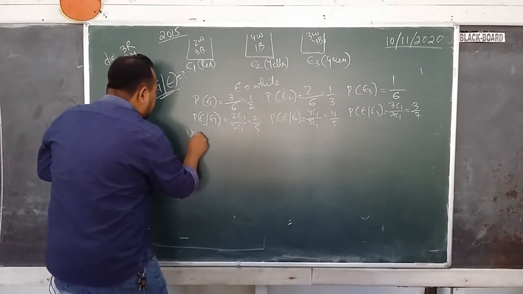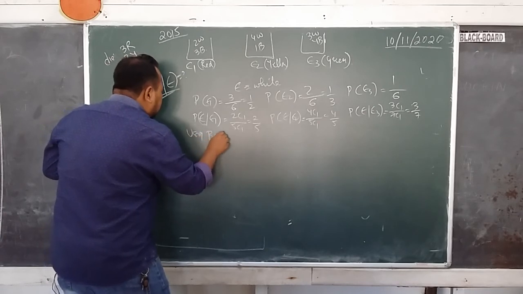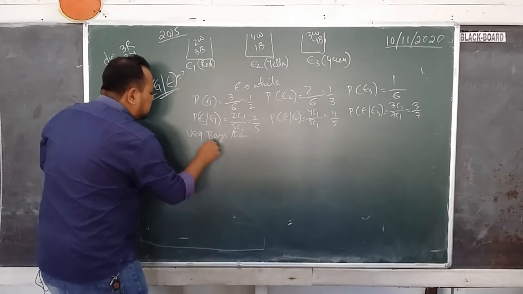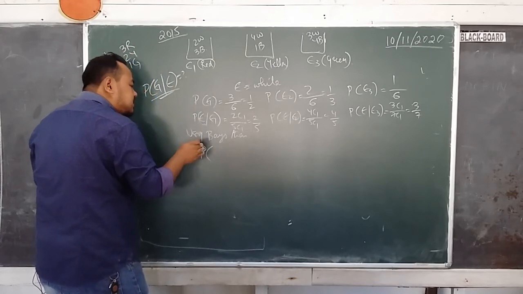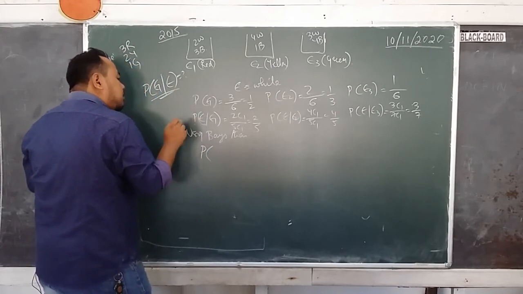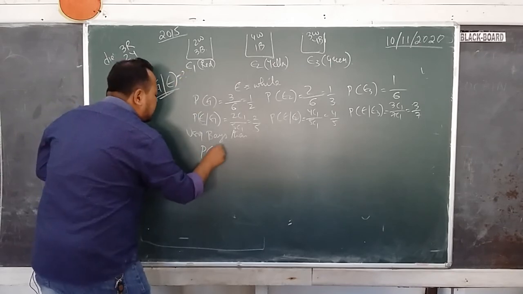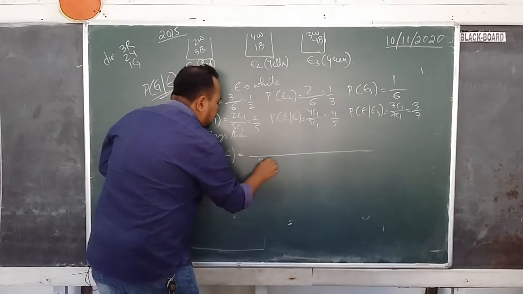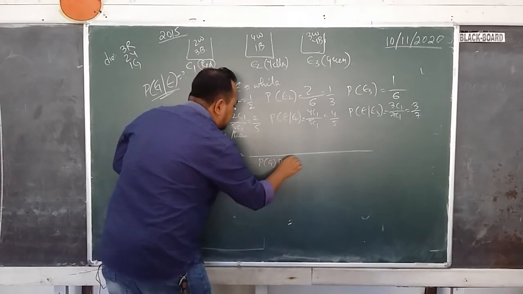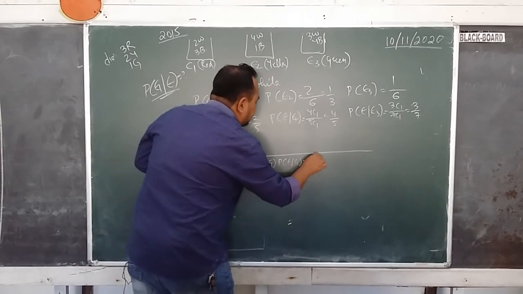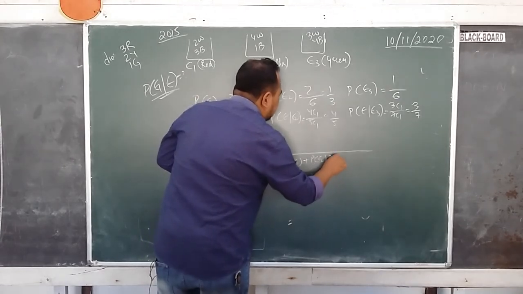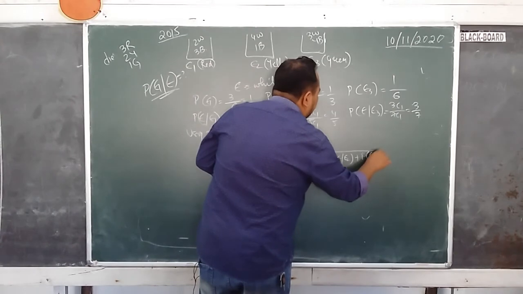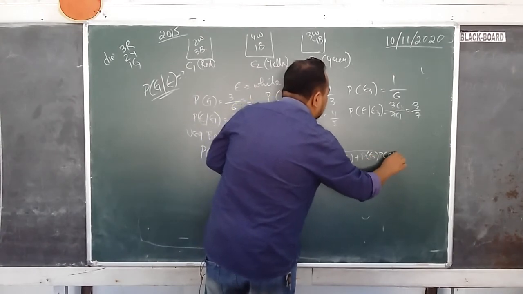So using Bayes theorem, write down the formula. Using Bayes theorem, what is it that I am supposed to find? The face that appears on the dice is red. So red means box 1. So I have to find probability of E1 slash E. So you know the formula, theorem of total probability. Probability of E1 into probability of E slash E1 plus probability of E2 into probability of E slash E2, and finally probability of E3 into probability of E slash E3.